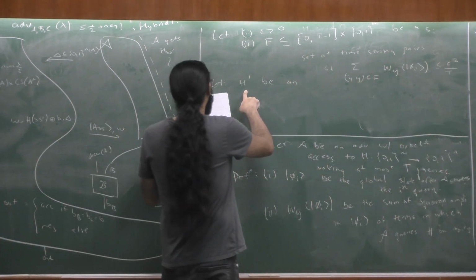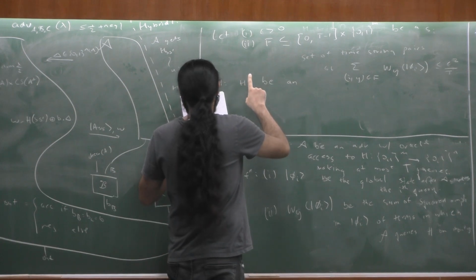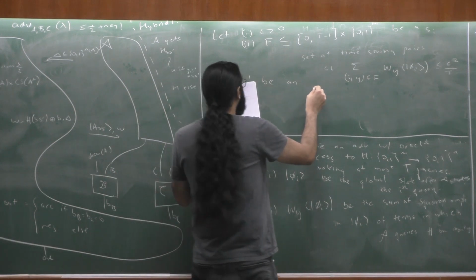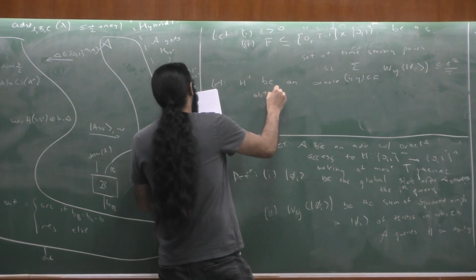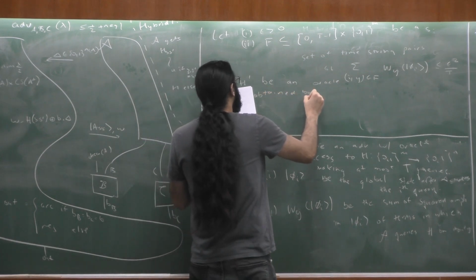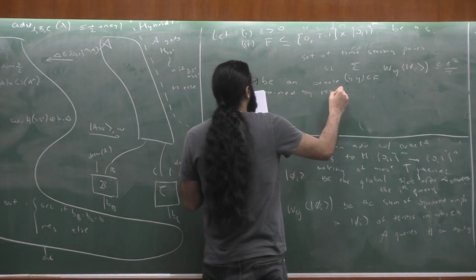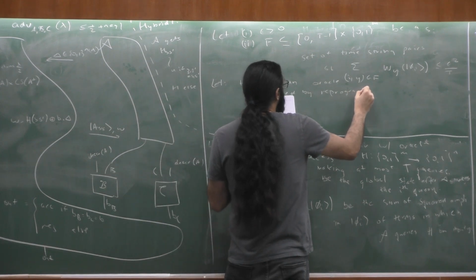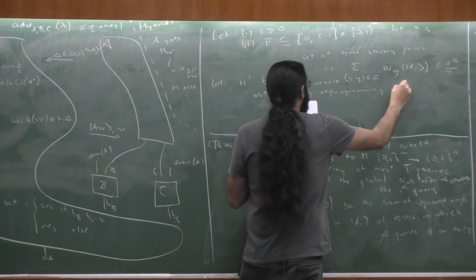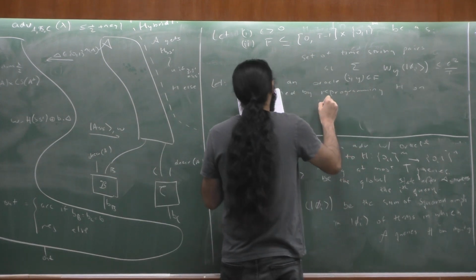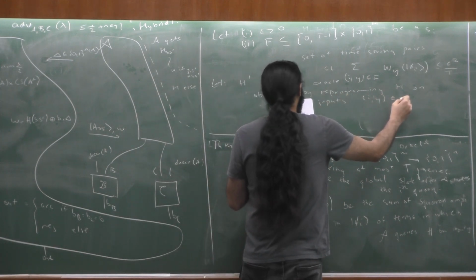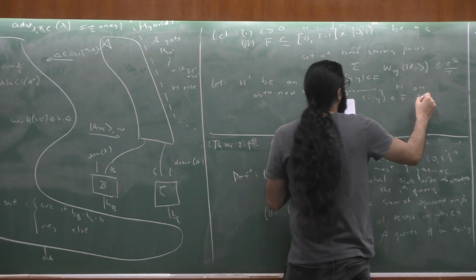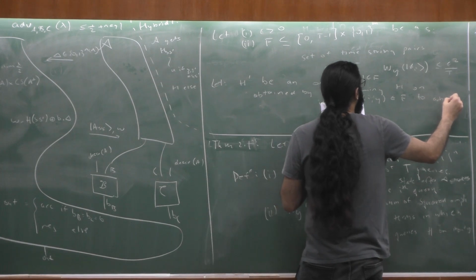And so then H'. We're still not done, there's the third thing. So let H' be an oracle obtained by reprogramming H on inputs (i, y) in F to arbitrary values.